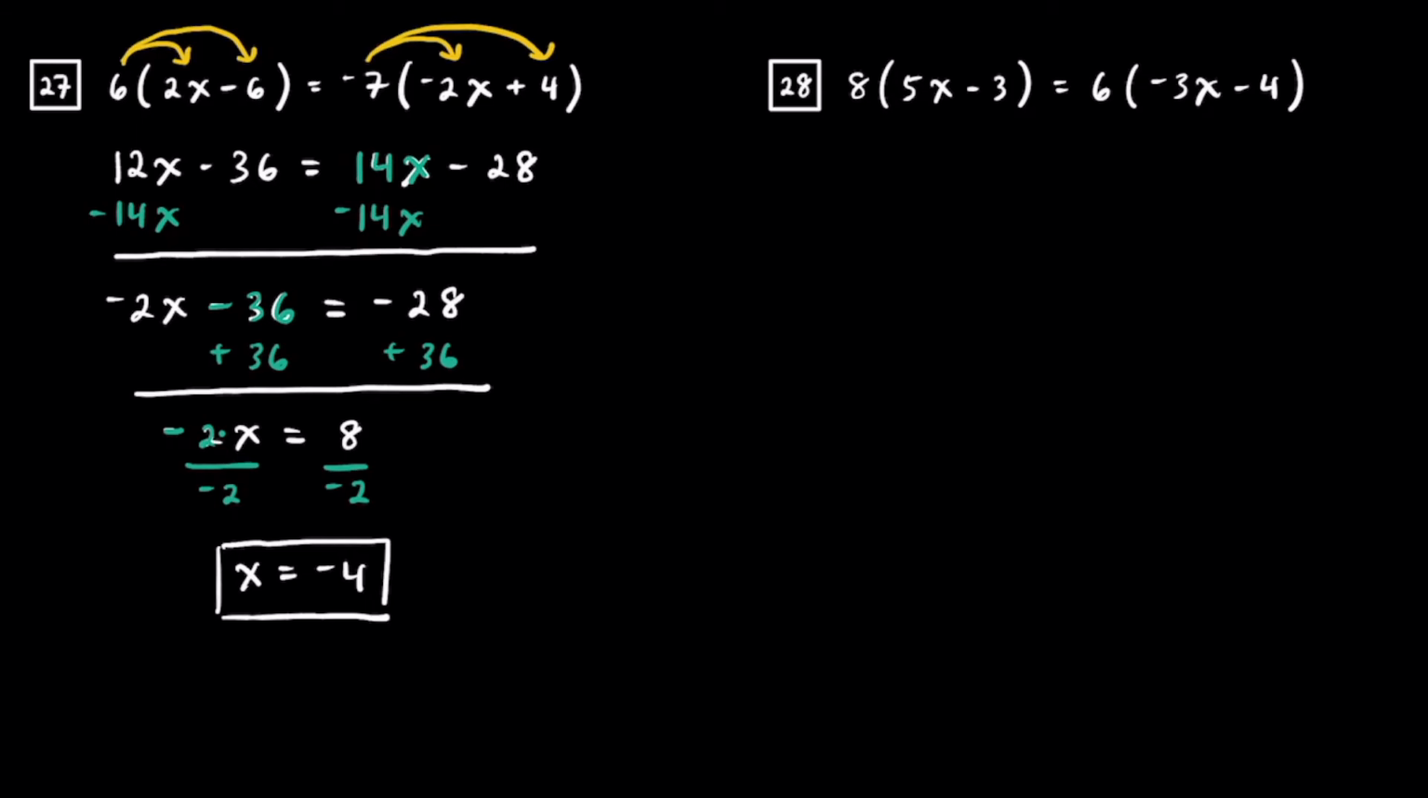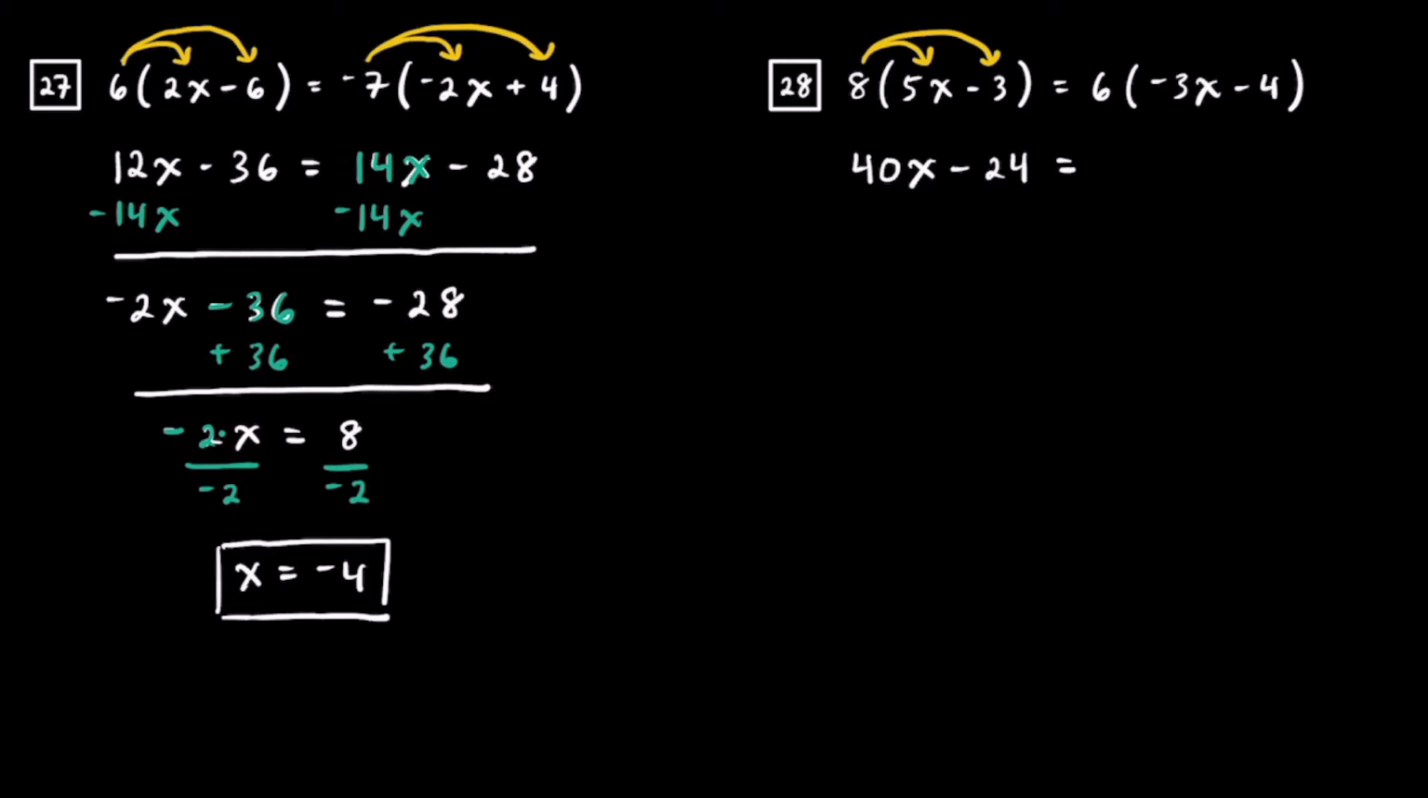For number 28, we have 8 times the quantity of 5x minus 3 is equal to 6 times the quantity of negative 3x minus 4. So the first thing we'll do is distribute this 8 to this 5x. 8 times 5 is 40, so we can write positive 40x. And then positive 8 times negative 3 is going to equal negative 24, so we can write minus 24.